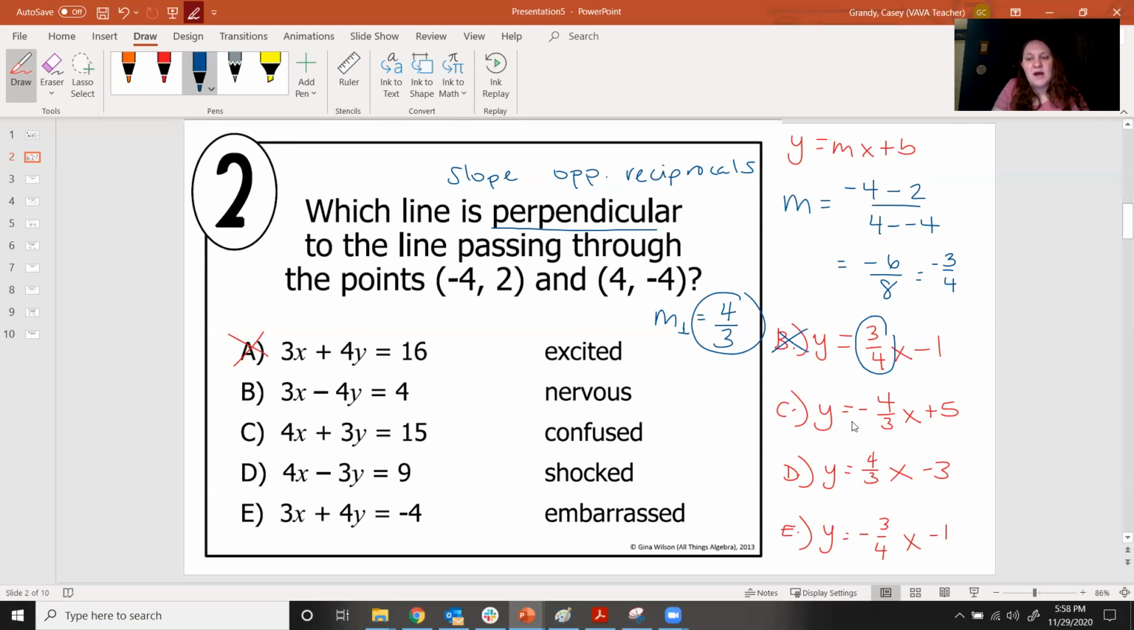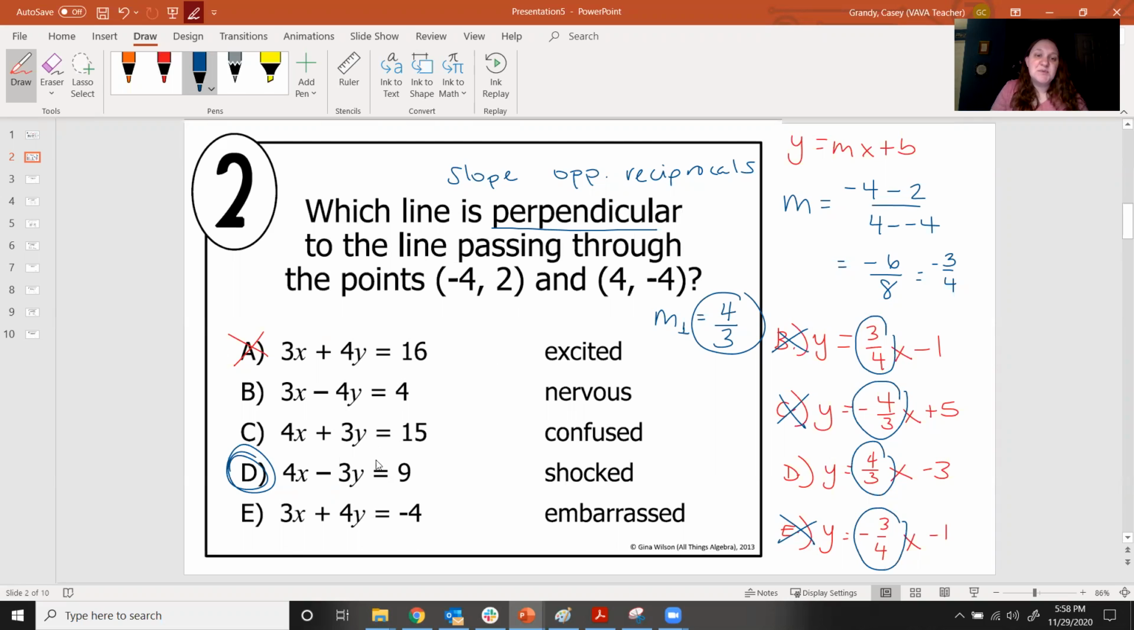For C, y equals -4/3 x plus 5. The slope is -4/3. That's close, but it's not +4/3. So the answer is not C. D, y equals 4/3 x minus 3. The slope is 4/3. That's what we're looking for. So our answer is D. And if you did E just in case, just to be sure, y equals -3/4 x minus 1. The slope there was -3/4. That does not match 4/3. So the answer could not have been E.